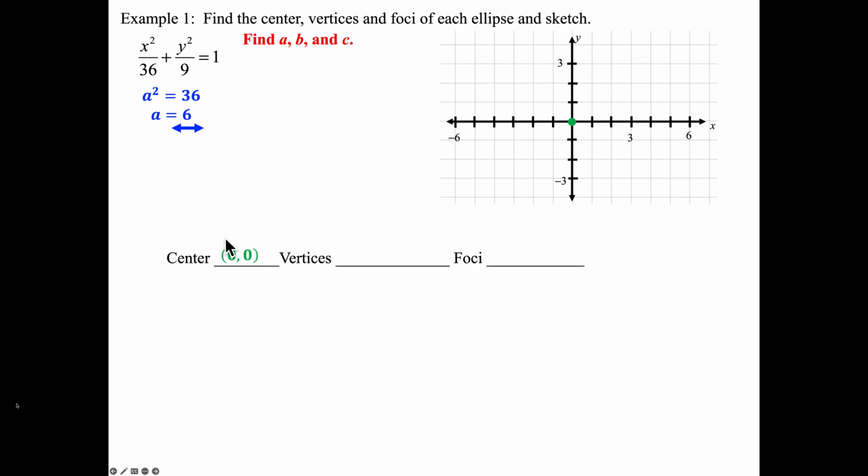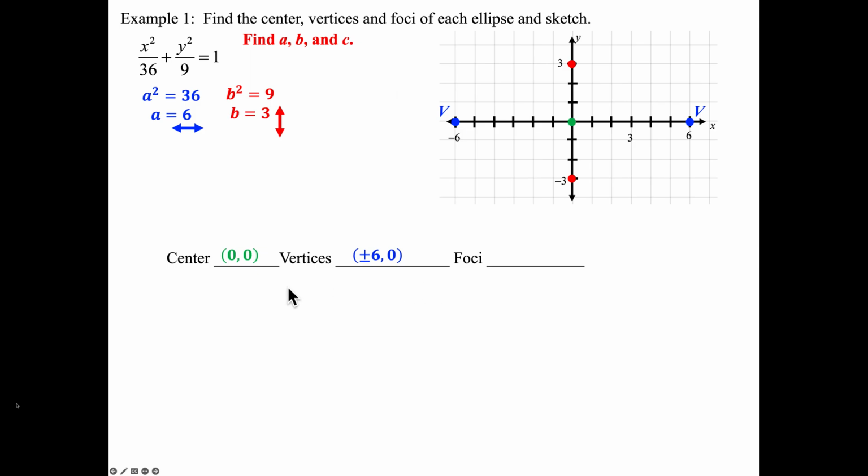So on my center, the x coordinate, I add and subtract 6 to that 0, which makes it positive and negative 6, 0. So to the left 6, to the right 6, label those as capital V. Underneath the y, there's my smaller value, that's my b squared. B is equal to 3. Once I take the square root, we're going to count up and down 3. There's my points. Again, like I said, if you want to put right underneath the vertices, co-vertices, they would be 0, plus or minus 3.